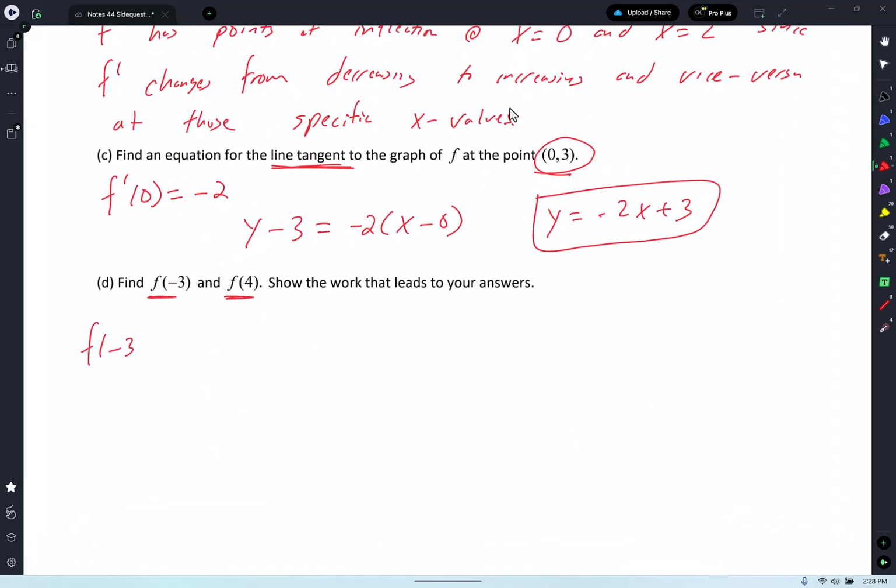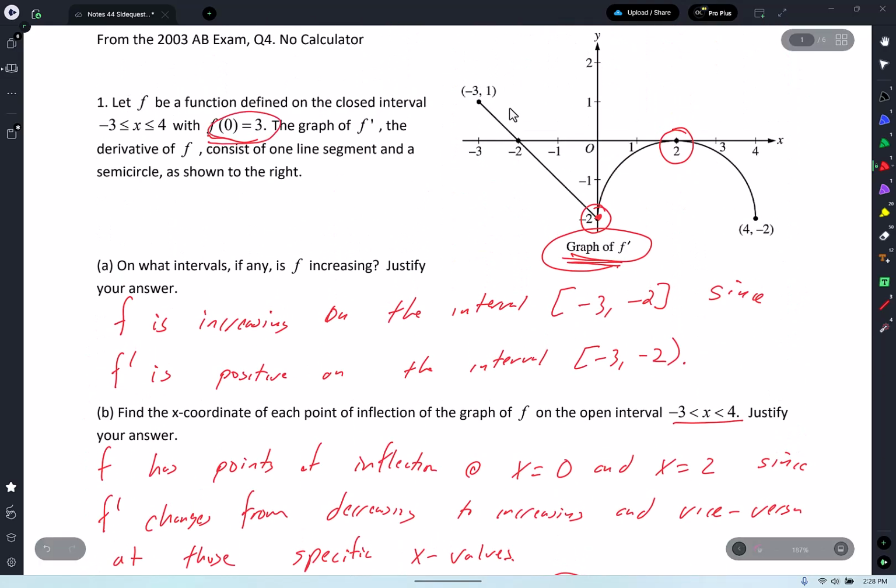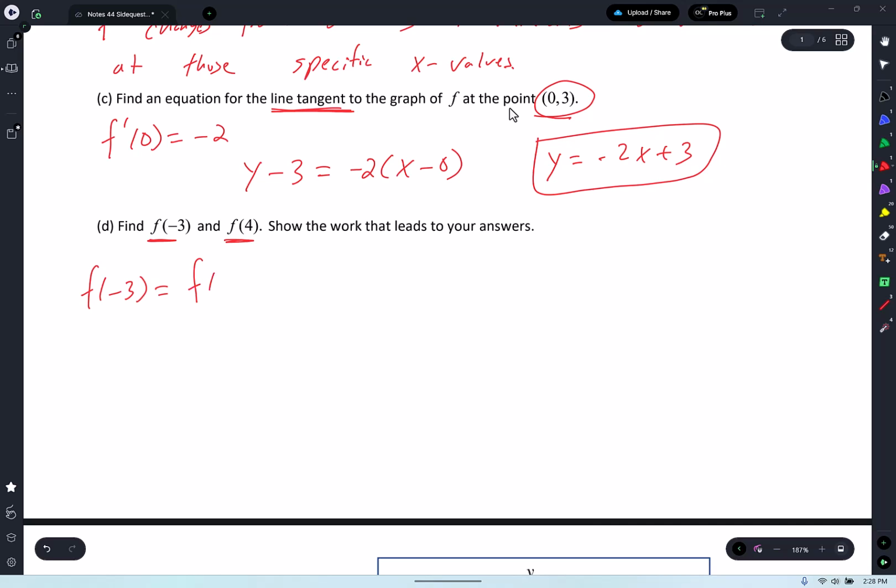F of negative 3 is equal to the initial position they gave you, F of 0, which equals 3. F of 0 plus the displacement, quote unquote, the integral from 0 to negative 3. That's where you got to start, of F prime. F prime is like velocity.